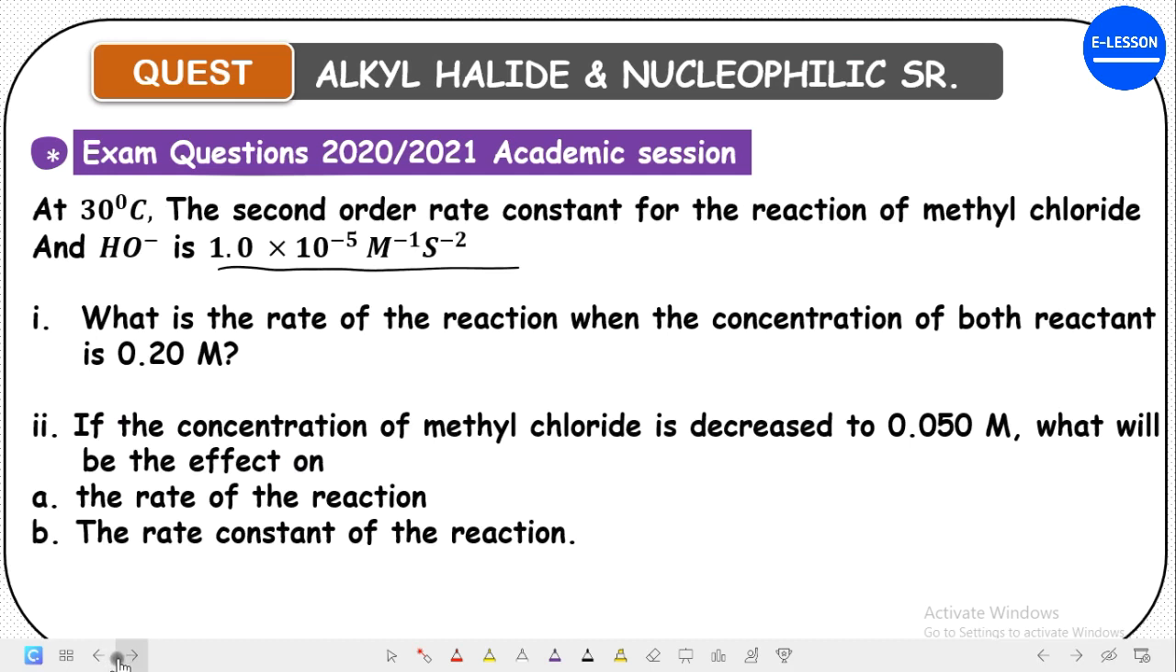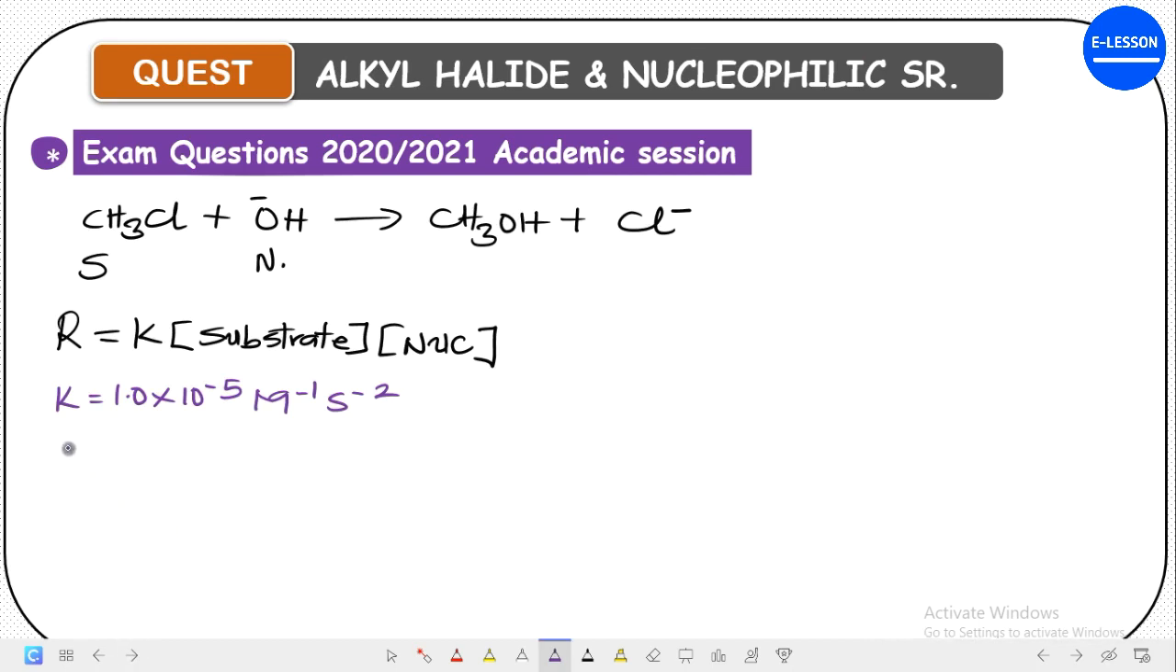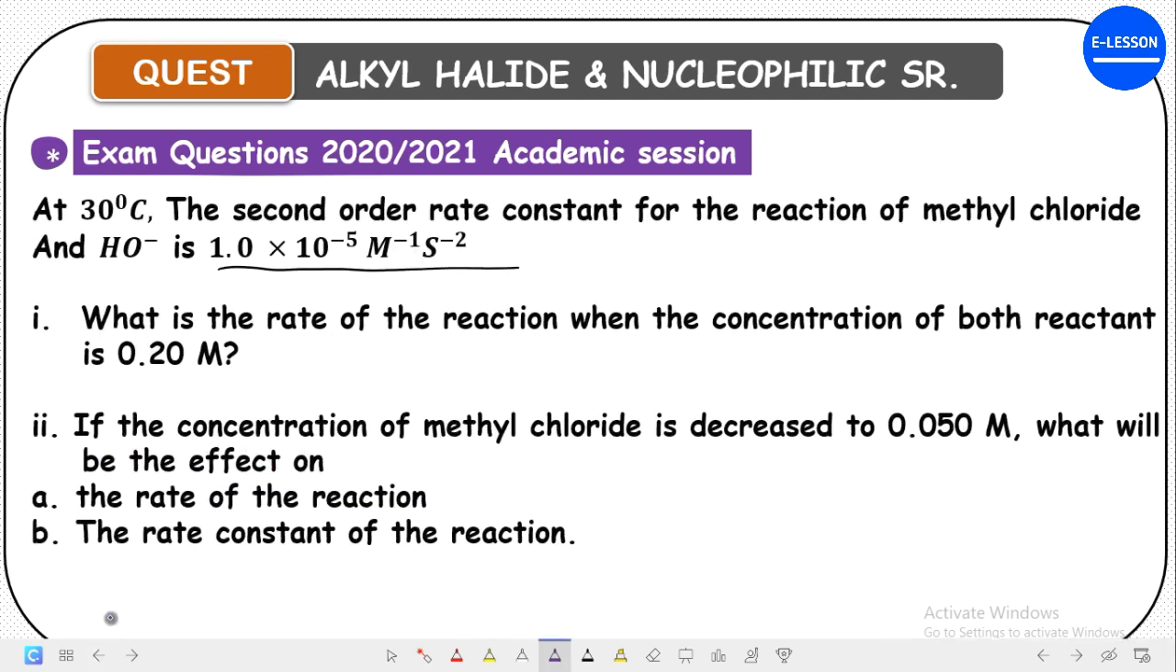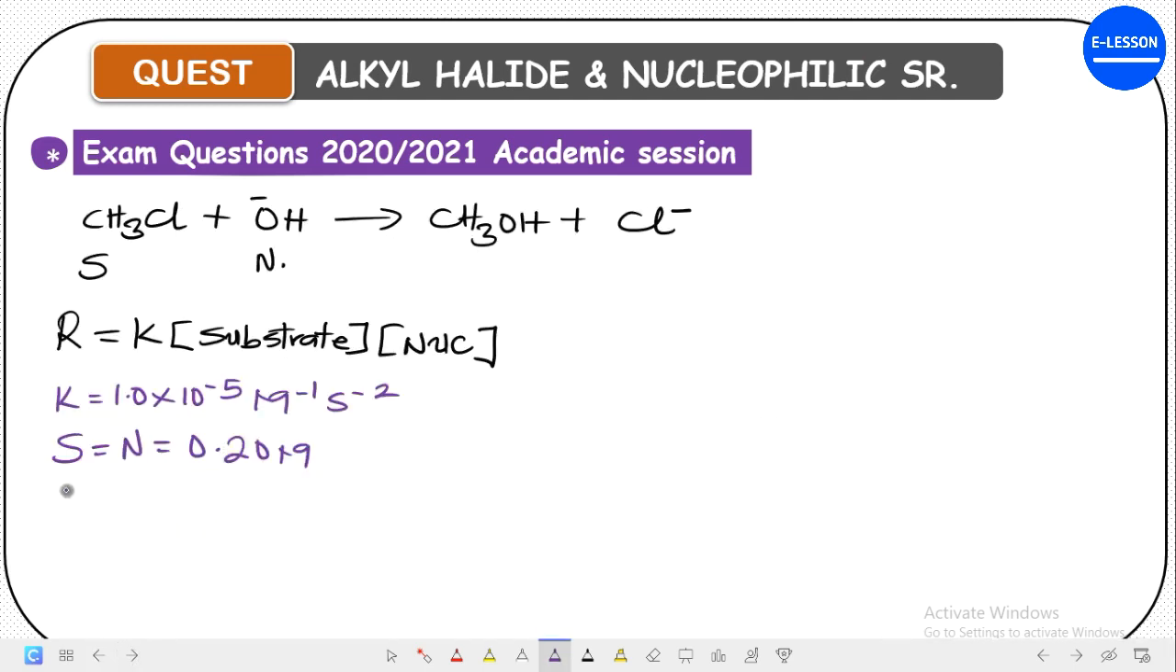Okay, now what is the rate of the reaction when the concentration of both reactants is 0.2 mole? Now the reactants are the substrate and the nucleophile. So the concentration of the substrate is equal to that of the nucleophile, and that is 0.20 mole as was given in the question. Now substituting into this equation, R will be equal to what? It's very easy. We have our K, 1.0 times 10 raised to the power of minus 5. Let's leave the unit out. The substrate concentration equals that of the nucleophile, which is 0.2, so we have 0.2 times 0.2.